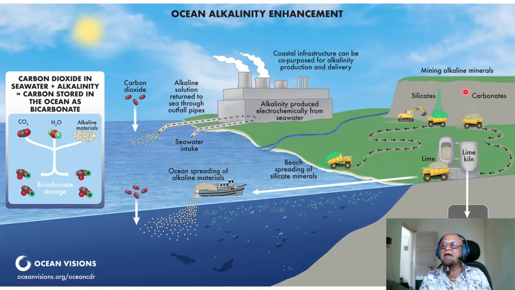So mining alkaline materials, silicates and carbonates, bringing them here and dumping them on the beach, spreading silicate minerals. You can mimic the natural processes that happen through weathering and the water that flows in through groundwater and streams and rivers and so on. And of course you have lime and lime kilns.